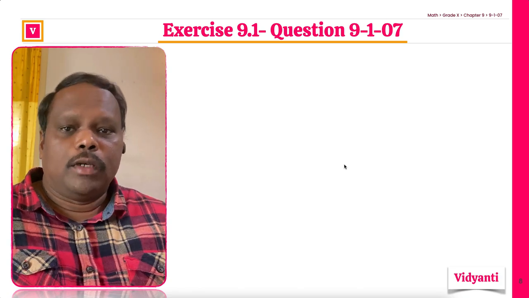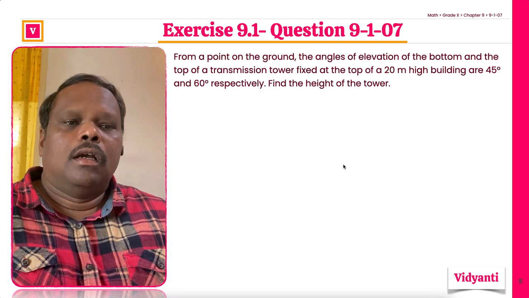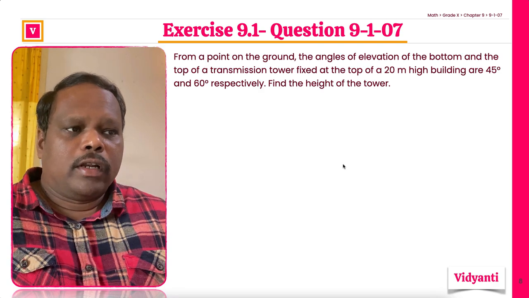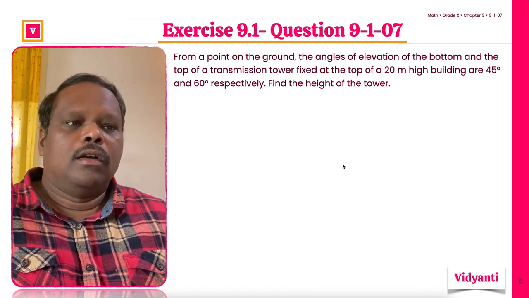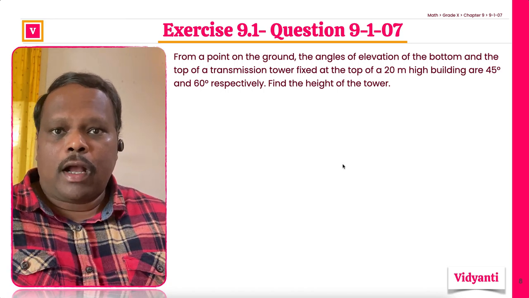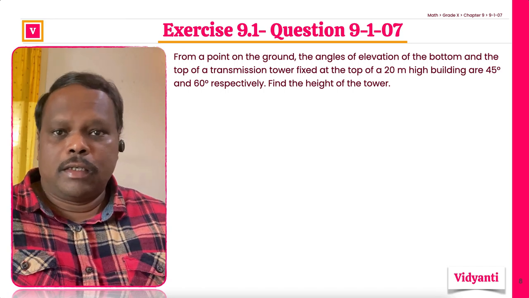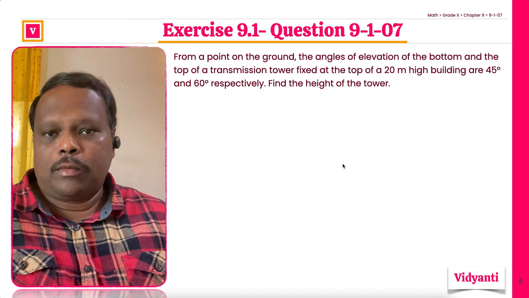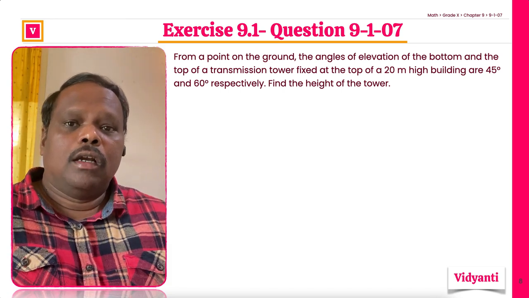Let's see the next problem in this exercise, problem number 7. From a point on the ground, the angles of elevation of the bottom and the top of a transmission tower fixed at the top of a 20-meter high building are 45 degrees and 60 degrees respectively. Find the height of the tower. So in such a case, drawing a diagram is extremely important.